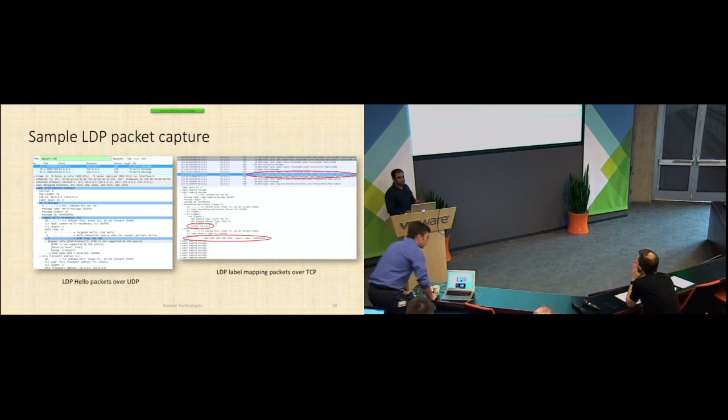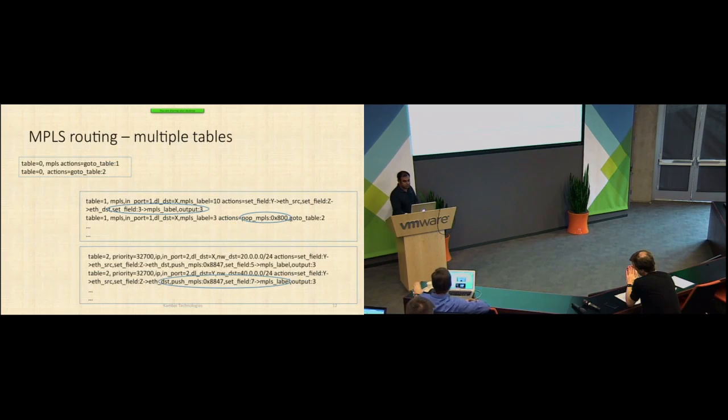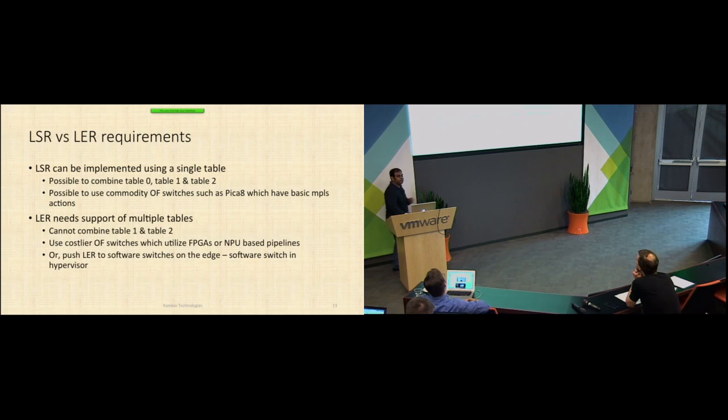So these are the packets I discussed, the hello and the label mapping, which are being exchanged. This is the MPLS packet capture on Mininet, MPLS packets going back and forth as part of the iperf test. This is the routing with multiple tables that I discussed: table 0, 1, 2, with pop, push, and swap actions. An important takeaway is that for LSR, we can combine tables 0, 1, and 2.